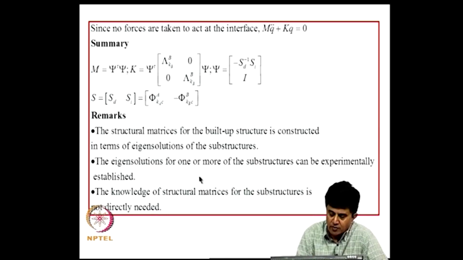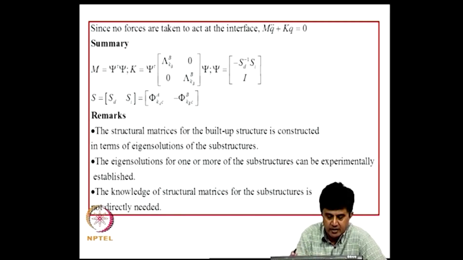The eigen solutions for one or more of the substructures can be experimentally established. Suppose A can be a finite element model, B can be an experimental model, or both A and B can be experimental models. Of course, A and B can also both be finite element models. So, the knowledge of structural matrices for the substructures is not directly needed. If you have it, so well and good, but it is not needed. So, this is the method known as component mode synthesis.